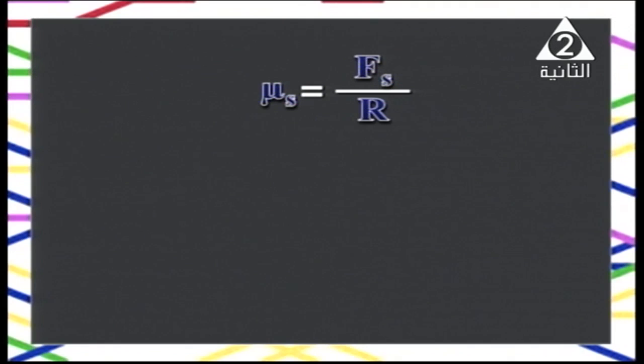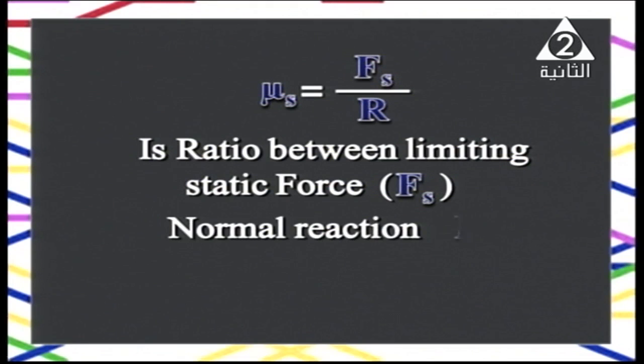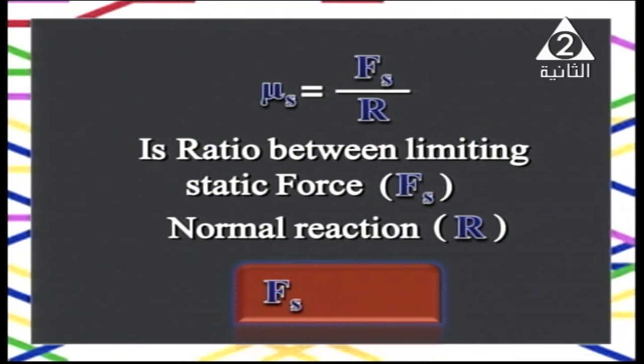My dear student, mu s is called the coefficient of static friction. It is a ratio between Fs and R, the ratio between the limiting static force Fs and the normal reaction R. Then we deduce that Fs is the product of mu s times R.